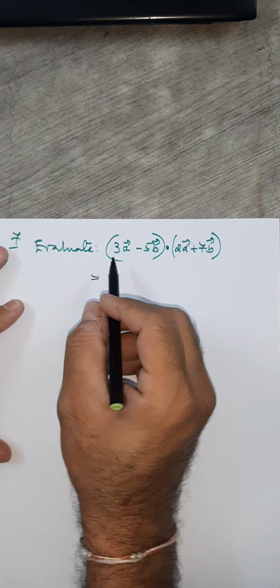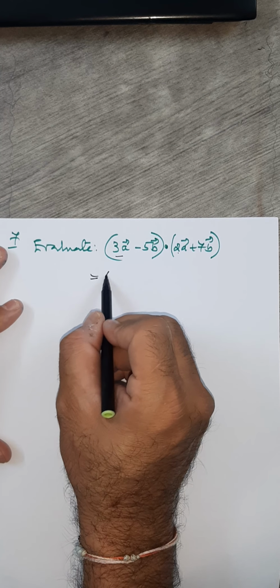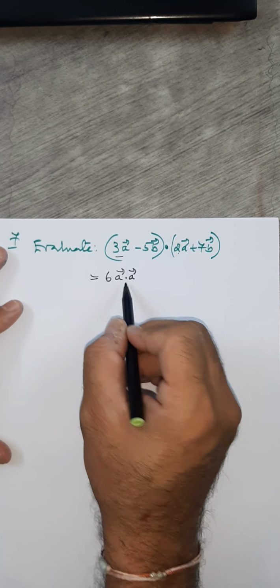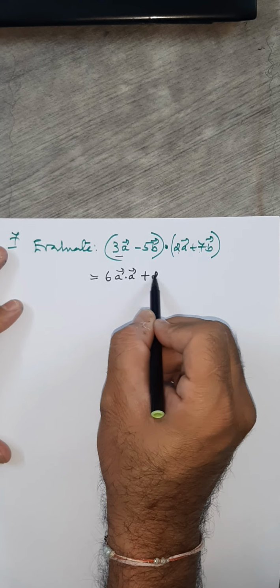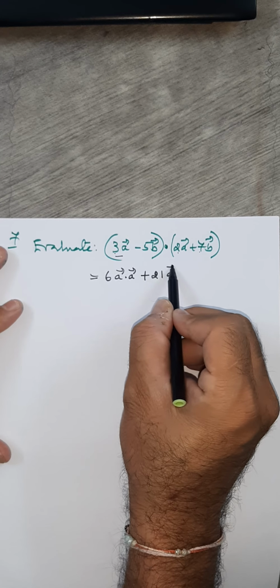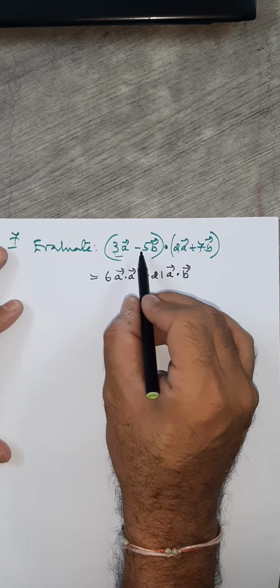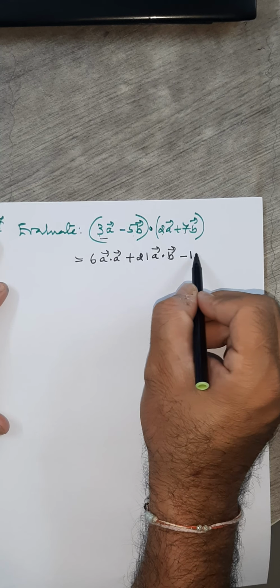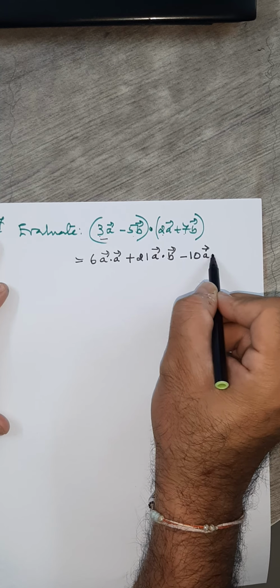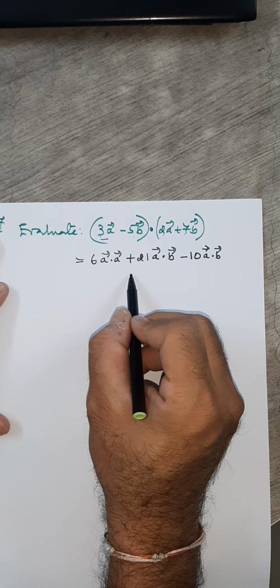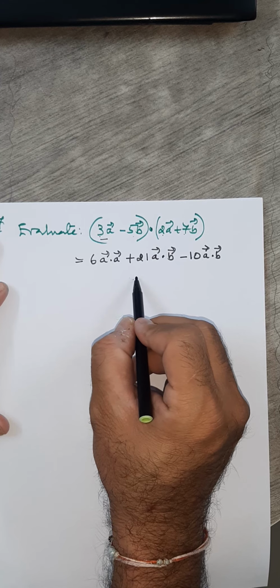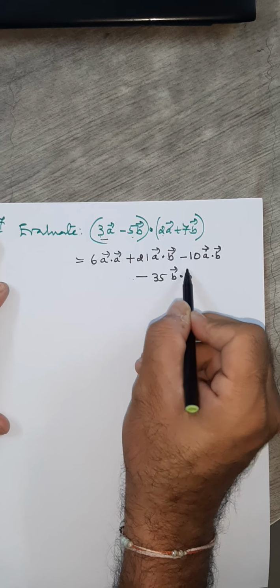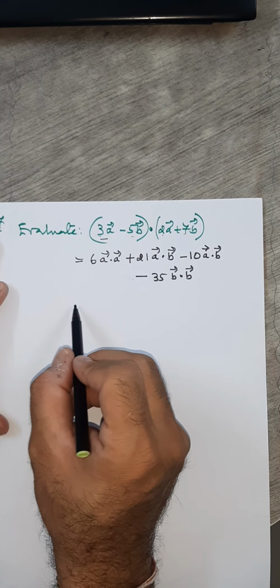So this with this gives 6 vector A dot vector A. Then 3 into 7, 21, vector A dot vector B. Minus 5 into 2, 10 times vector B dot A, but B dot A is the same as A dot B. And finally minus 5 into 7, 35, vector B dot vector B. Just opening of the brackets, remember.